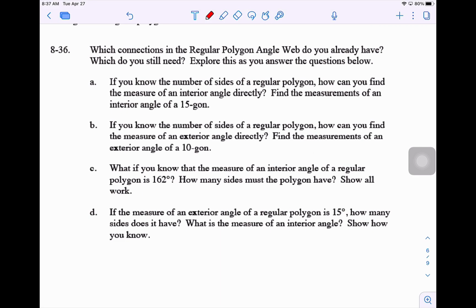One of the hints I'll always give you is remember, sometimes it's easier to use the exterior angle than it is to use the interior angle, even though that might be the given information. So just keep that in mind. Sometimes it's easier.